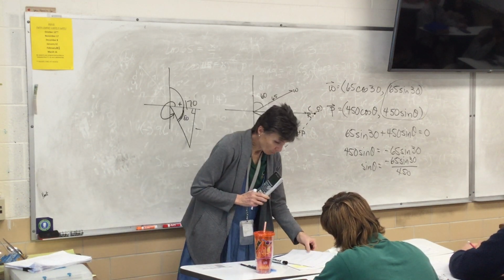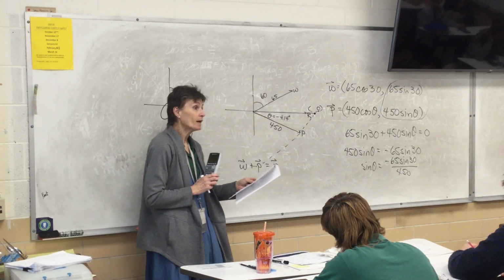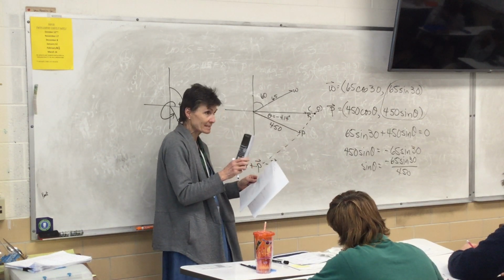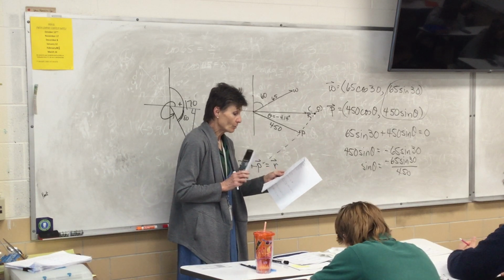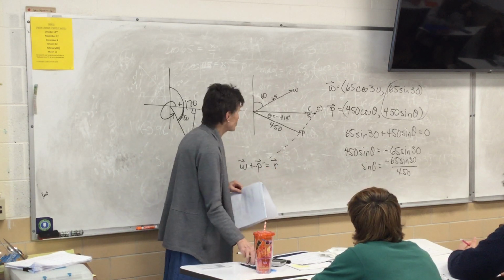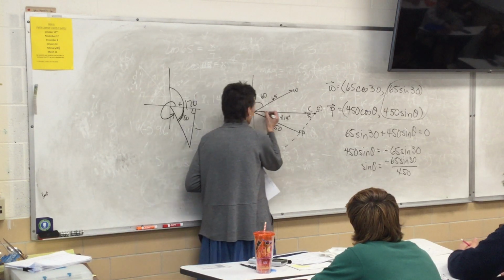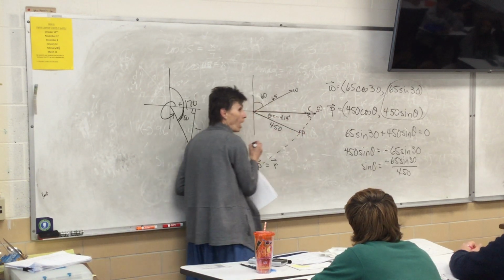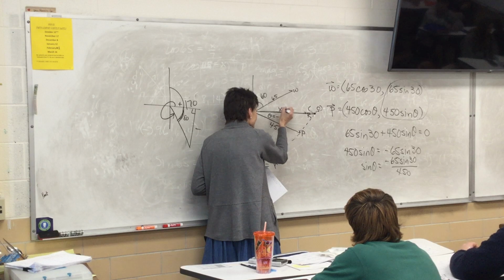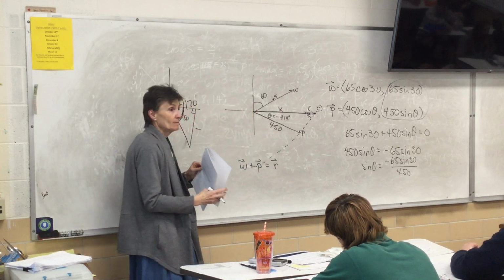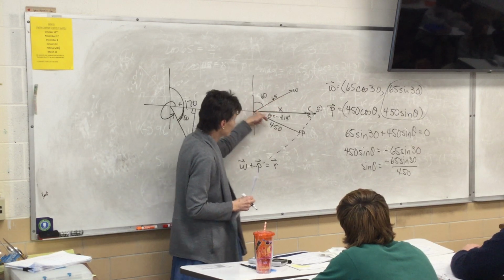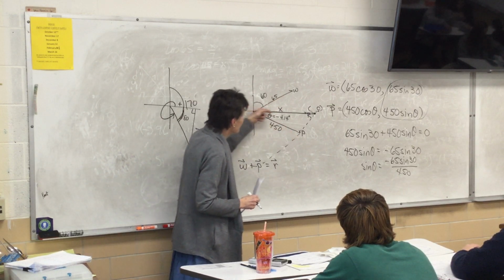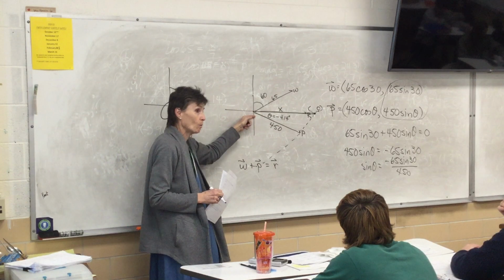Now, the question though was, determine the compass heading, so I'm going to do that in a second, and the airplane's ground speed. So in other words, how far has it actually gone? What is this length right here? This is 65 miles in 1 hour. This was 450 miles in 1 hour. This is going to be how many miles in 1 hour?